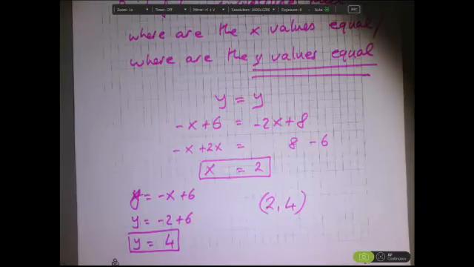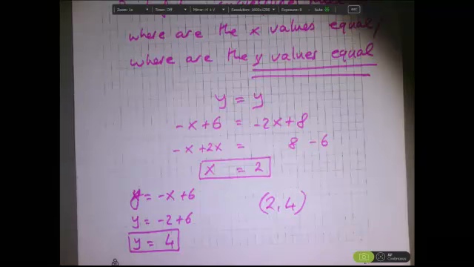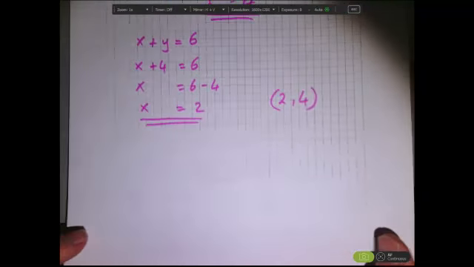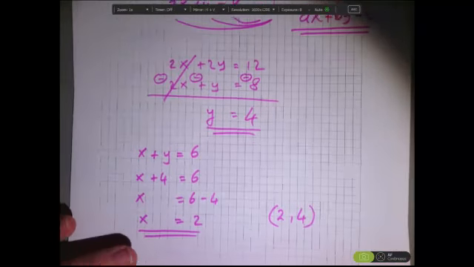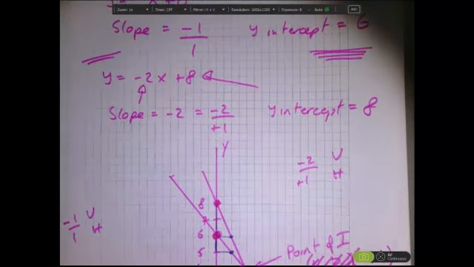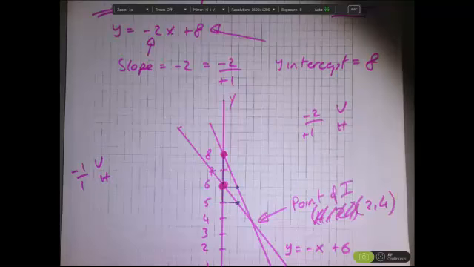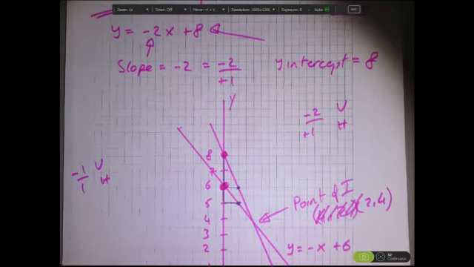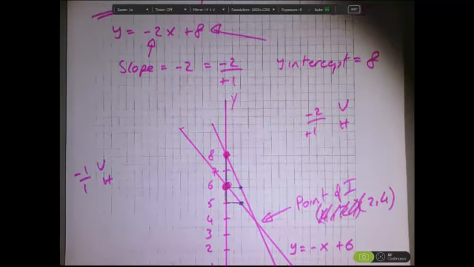So that answer of 2, 4 sits perfectly with our other method, which is our cancellation method, and it also sits perfectly with our graph drawing method, which we saw at the very beginning. So you have three different ways to solve equations.